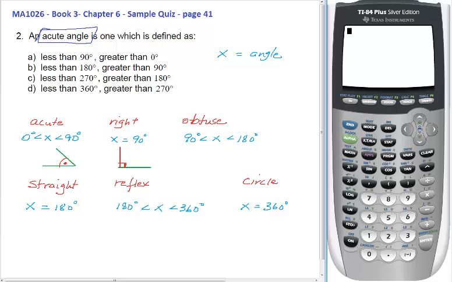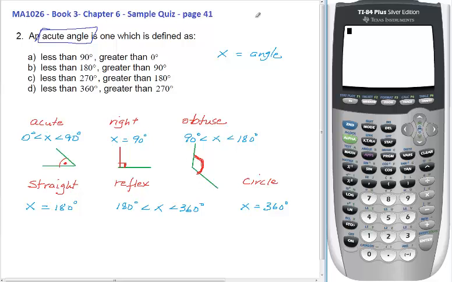Obtuse would be greater than 90, and so you'd have to draw something greater than 90. So obviously I can't draw it like this. I can't put it right down straight like that. That would be 90. I'd have to make it greater than 90, so swing it over. So your angle turns out to be greater than 90. So this would be your angle here, and obviously that's greater than 90.